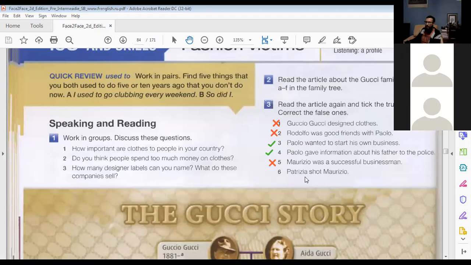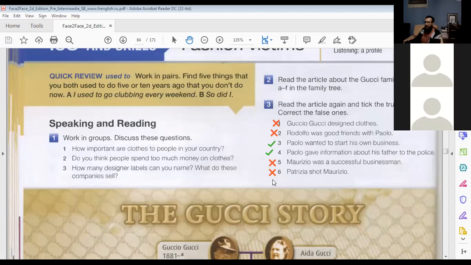And then it says Patrizia shot Maurizio. The company lost 60 million. All right. So what about the last point? Is this true? Did Patrizia shoot Maurizio? False. She didn't shoot him, but she did get him killed, even without shooting him.